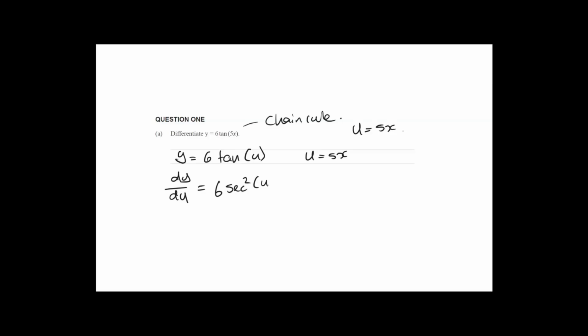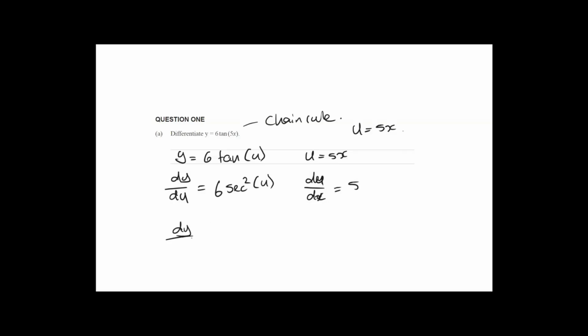So I could think of a couple of ways of doing this, but we're going to use the chain rule. And the inner function, I'm going to set u be equal to 5x. So y is going to be equal to 6 tan of u, and u equals 5x as I did before. So dy is going to be, what's it going to be? There's going to be 6 secant squared of u, and du dx is going to be 5.